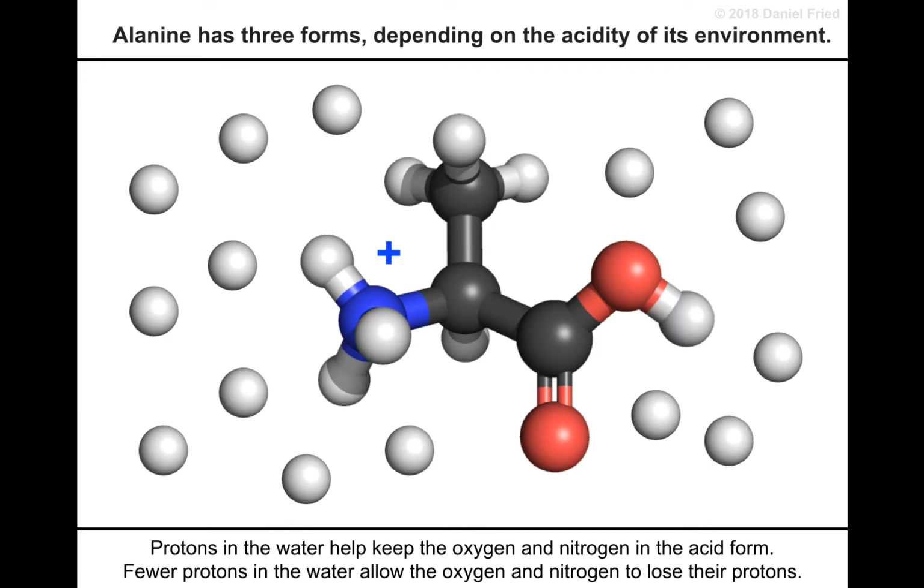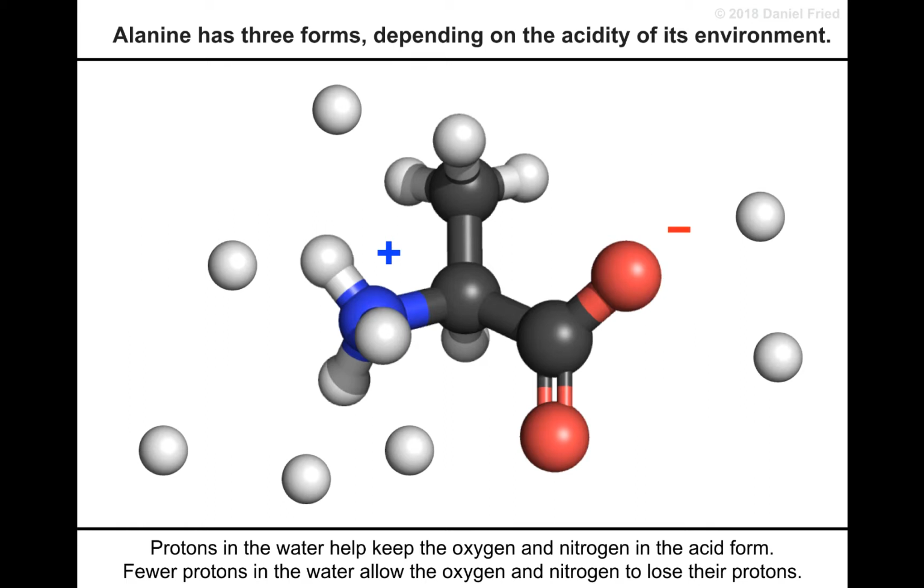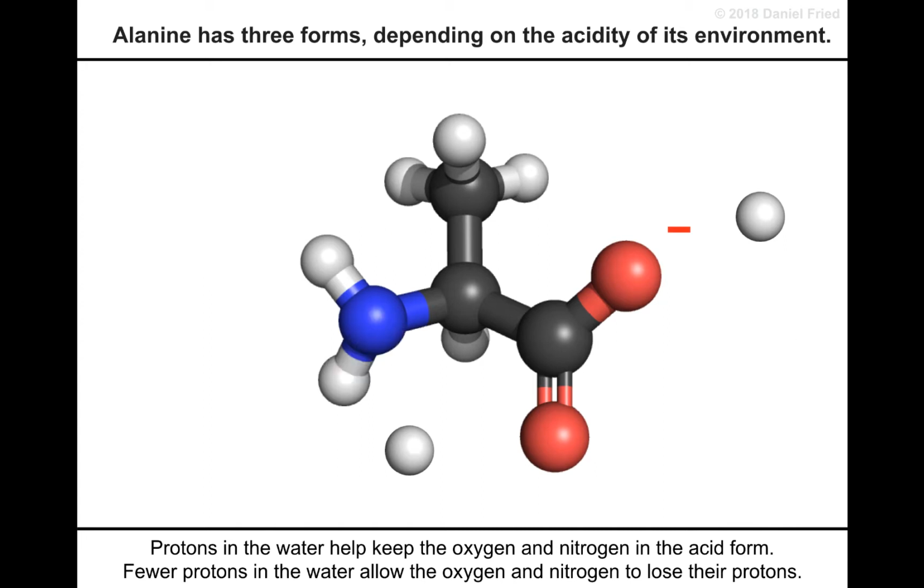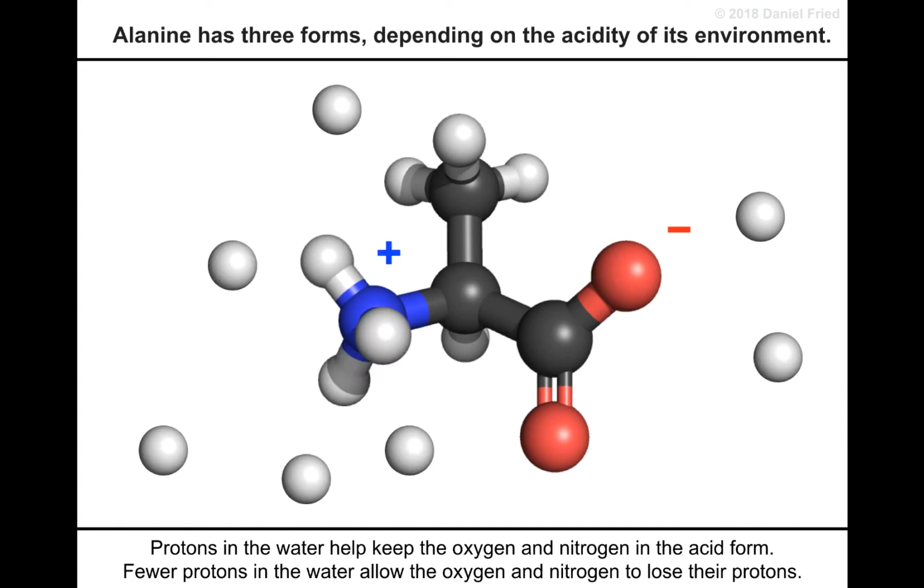This connects to the concept of pH and pKa. The solution that I'm showing here would be a low pH, a very acidic environment. This would be more of a neutral environment, and this would be more of a basic environment. But we'll have a lesson in the future that concentrates on the acid-base idea. This is really the most common form that we're going to see amino acids take.